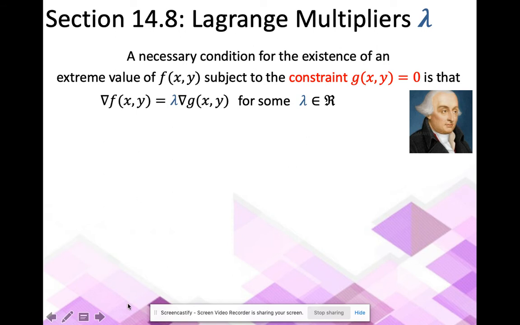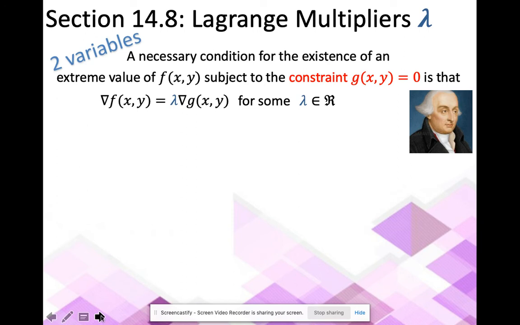So this is the formal definition of using the Lagrange multiplier. Right, so it sounds all fancy. The necessary conditions for the existence of the extreme value, subject to this constraint, where your constraint equation is set equal to 0 because you're down in the xy plane, is that the gradient of your surface is equal to a scalar times the gradient of your constraint, for some scalar that is a real number.